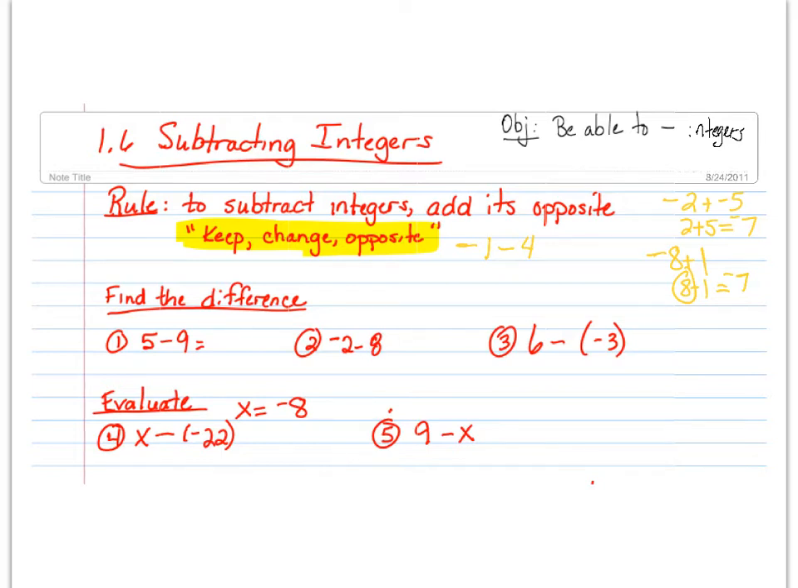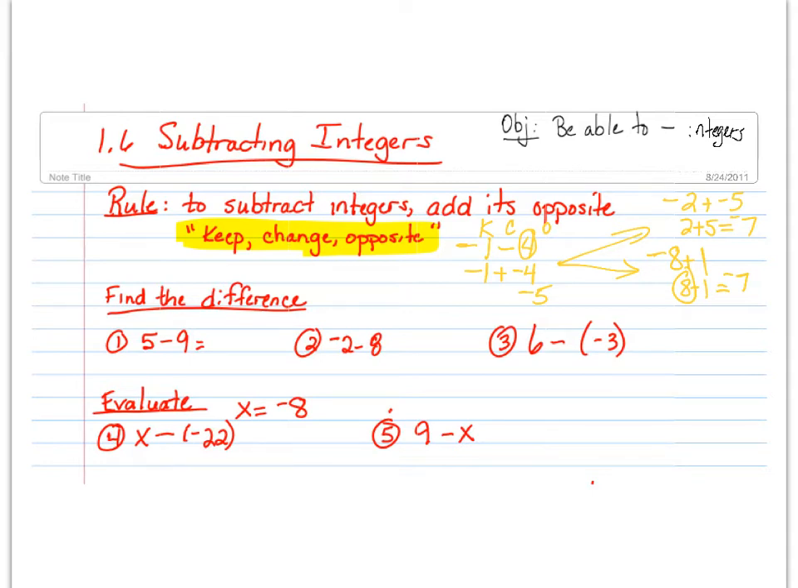What that means is you keep the first integer, you change the subtraction to addition, and make this the opposite. What's the opposite of 4? It's -4. Now we're back to the rules from the other day. We know they're the same sign. We add them together. 4 plus 1 is 5, and keep the sign. I want you always to do the additive inverse and subtraction only.